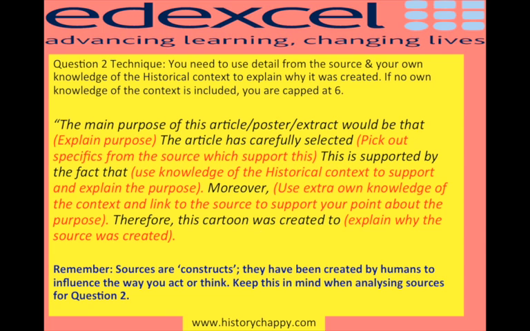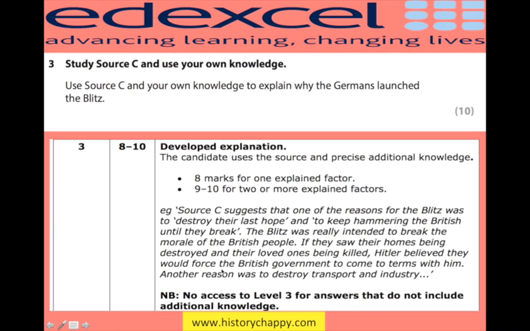You've just got to make sure that you are playing by the rules. So you're explaining the point, the reason it was made, its purpose. You're picking something out, at least one thing out of the source to support that. You're using really precise contextual knowledge to back up what you're saying. You then reinforce your point, maybe add another point. Then you just refer back to the real reason it was created so the examiner doesn't miss it. And remember, all sources are created for a purpose.